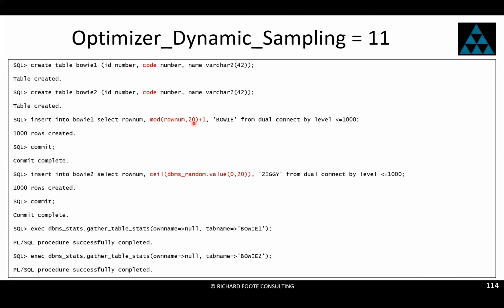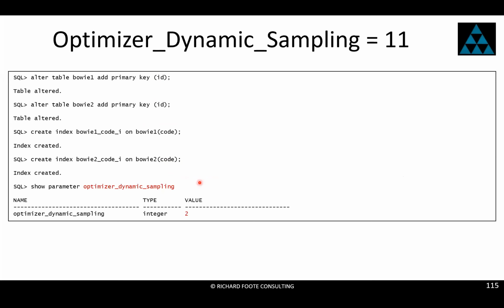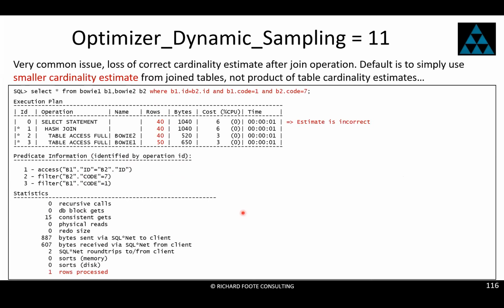So what I've got here is I've got 2 tables. They've got code. Both of them have got 20 distinct values. One is simply used on the mod, one's a random number. So there's actually no relationship at all between these codes, between these 2 tables. All right. And I'm just going to have dynamic sampling set at the default, which is 2. So when I run this join, I've got this typical problem.